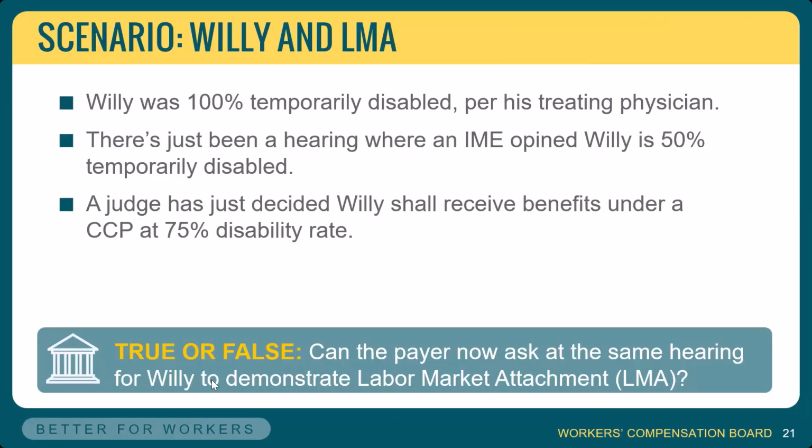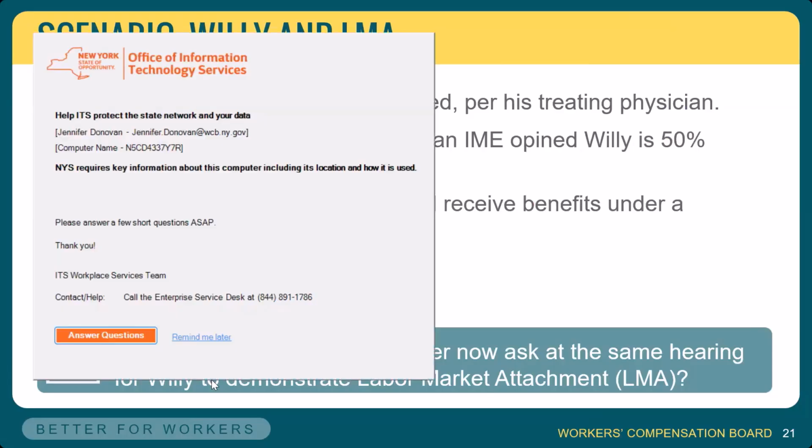So this is our friend Willie. Willie was 100% temporarily disabled per his treating physician. There's just been a hearing where an IME opined Willie is 50% temporarily disabled. A judge has just decided Willie shall receive benefits under a CCP at 75% disability rate. True or false? Can the payer now ask at the same hearing for Willie to demonstrate labor market attachment? True or false? Same as the last poll, we're looking for at least half of you to respond one way or the other.